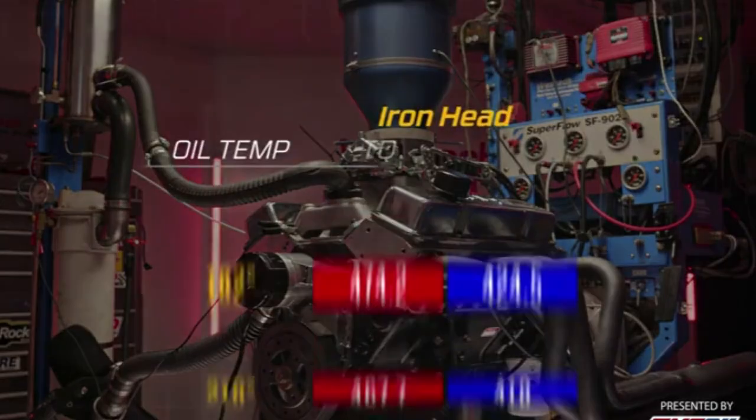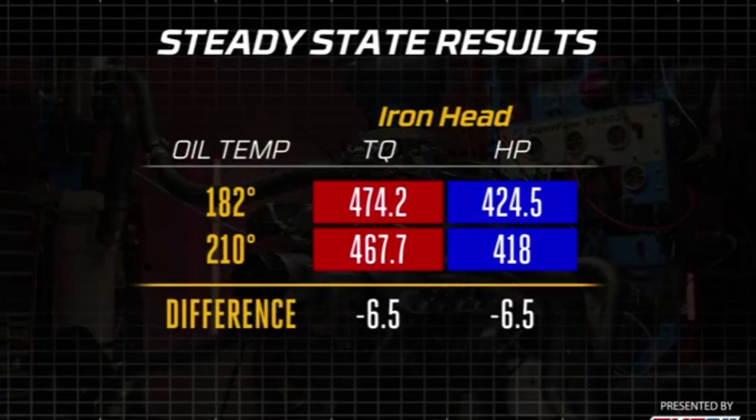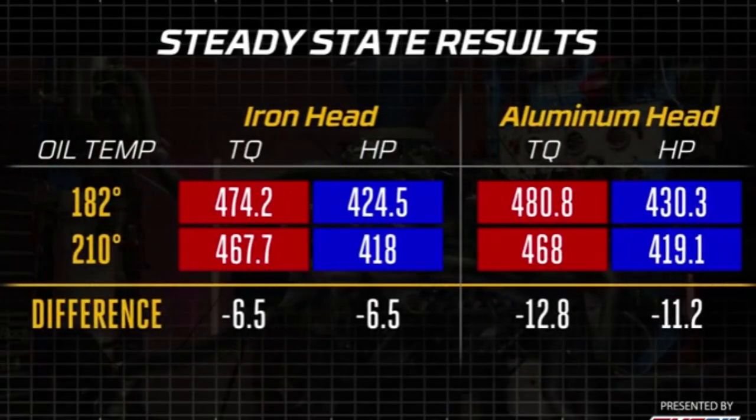Okay, so we started at a higher torque number. With the aluminum heads, we started this test at 480.8 pound-feet of torque, and with the iron head, it was 475. But then it falls off actually at a greater rate. The aluminum head fell down to 468, which is exactly the same as what the iron head did. And it looked to me, just anecdotally, not data-wise, that it dove faster in truth. But I don't know what to attribute that to.